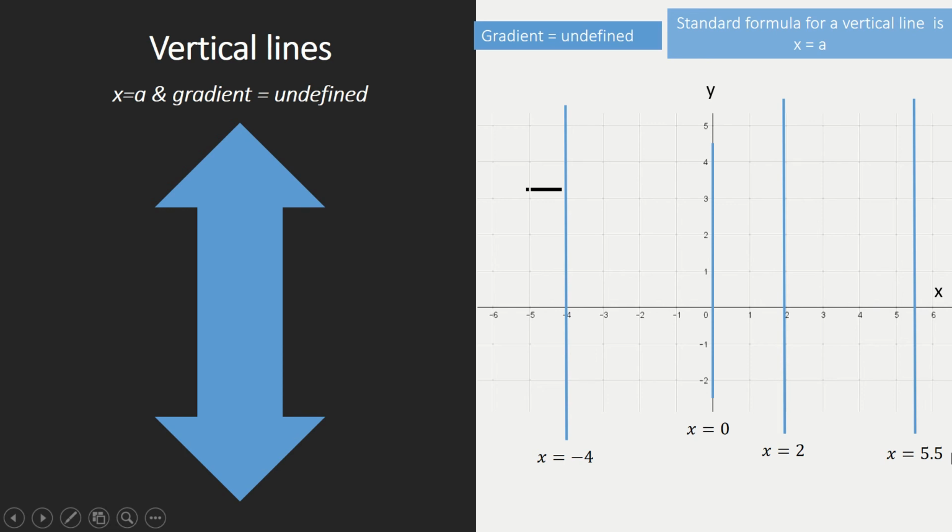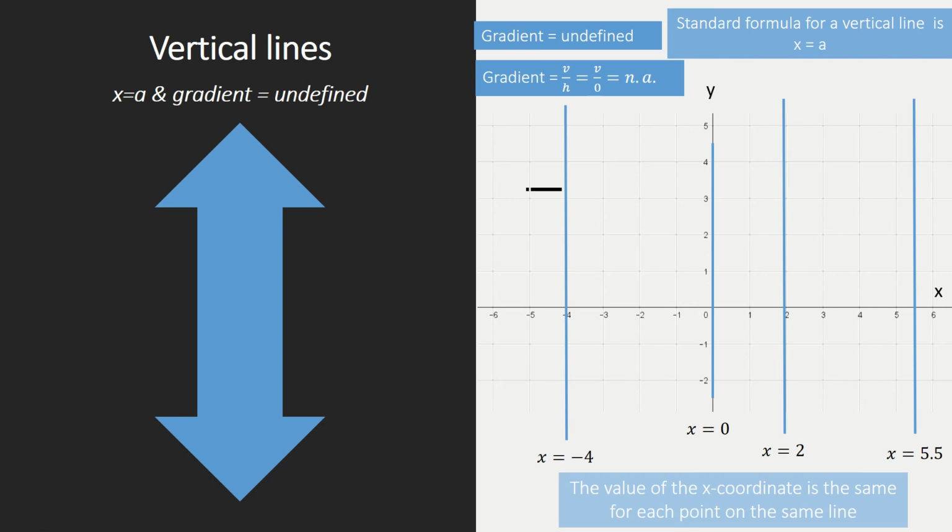The gradient of vertical lines is undefined. That is because the formula for a gradient is vertical divided by horizontal. As you can see, we go steps vertically, but we do not go any steps horizontally, so our horizontal steps are equal to 0. As you know, we are not allowed to divide anything by 0. So that's why we have no answer, and that's also the reason why our gradient is undefined.